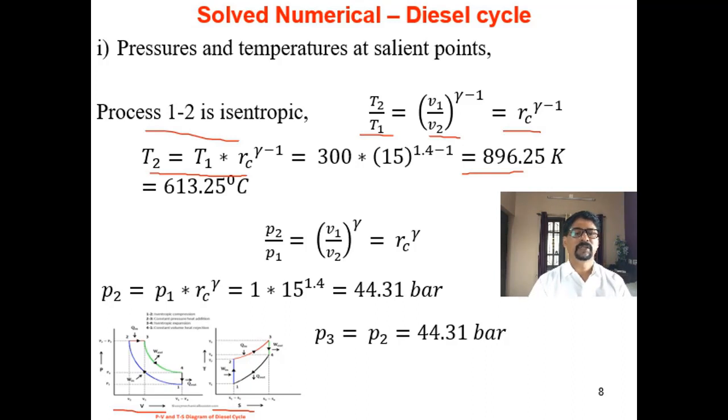Similarly, for the isentropic process you have the pressure-volume relationship. P1 V1 to the power gamma is equal to P2 V2 to the power gamma, or P2 by P1 is equal to V1 by V2 to the power gamma, or Rc to the power gamma. So directly you can remember P2 is equal to P1 Rc to the power gamma. Substitute, and you will get 44.31 bar. Now if you look at the PV diagram, P2 is equal to P3. So P3 is equal to P2, which is 44.31 bar. No need to calculate again.